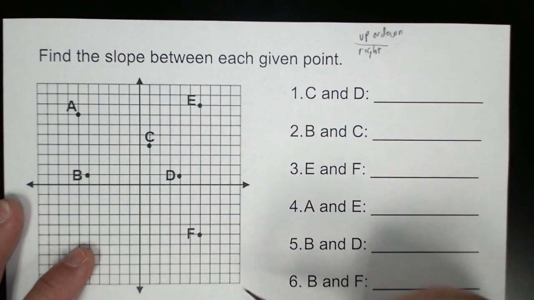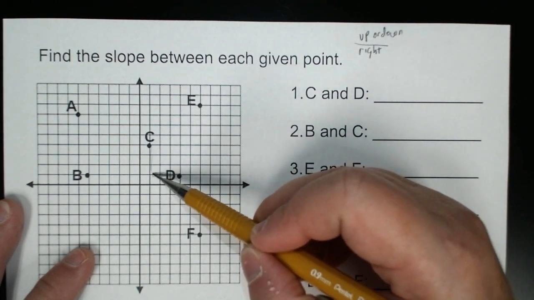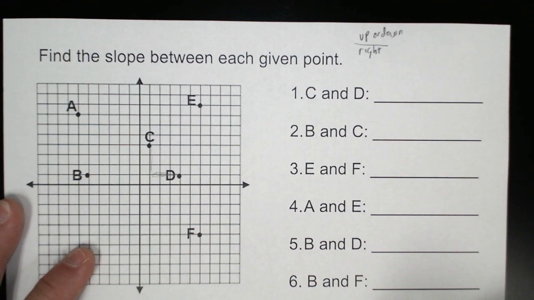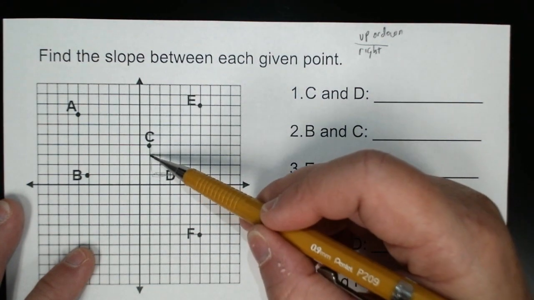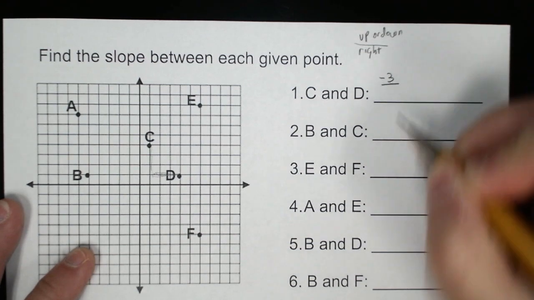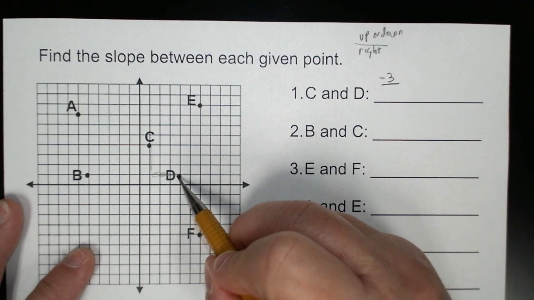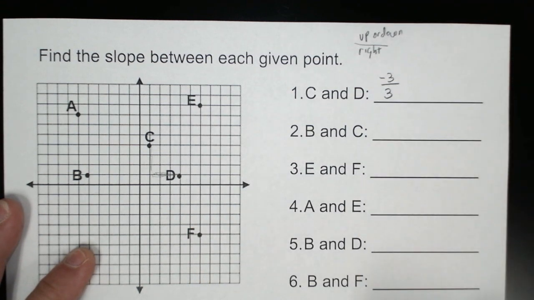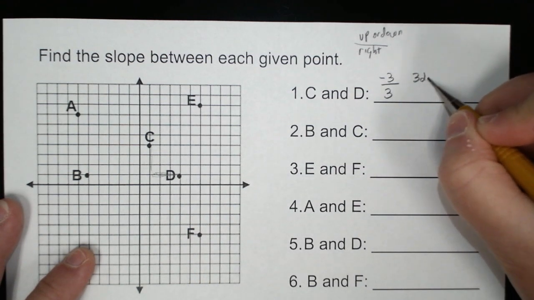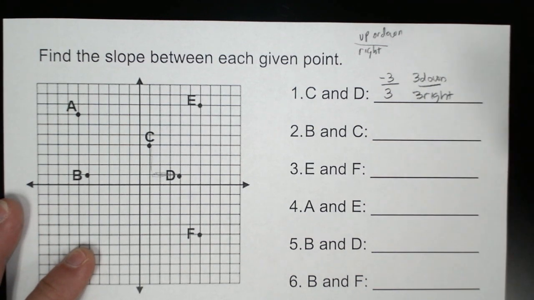Okay, so if I'm traveling from C to D, I'm going to draw this right here, and I'm going to say how far down, 1, 2, 3, and down is negative, and then 1, 2, 3 to the right. So that was 3 down, 3 right. That's in verbal, which is -1.